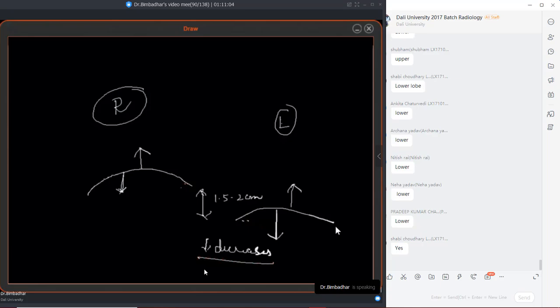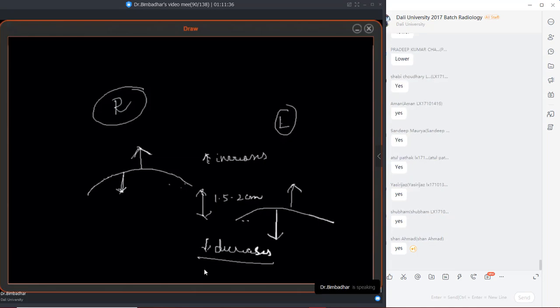Yes or no? If the right hemidiaphragm is pushed up, which means the distance between the right hemidiaphragm and the left hemidiaphragm increases. Yes or no? Right? So now you see here how we actually do it.